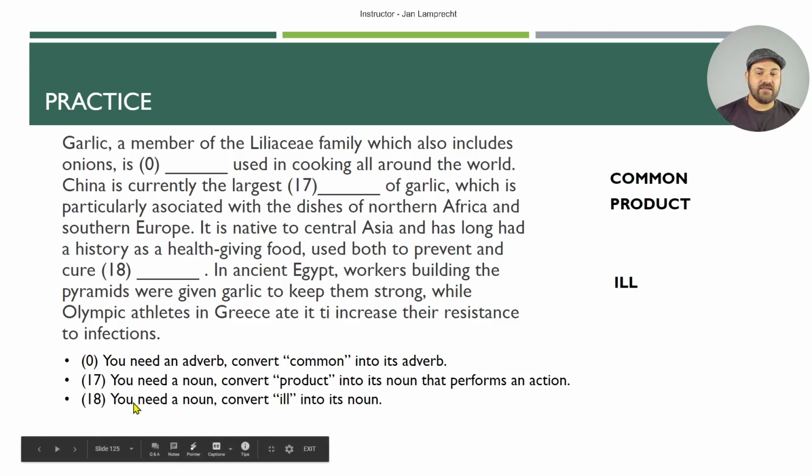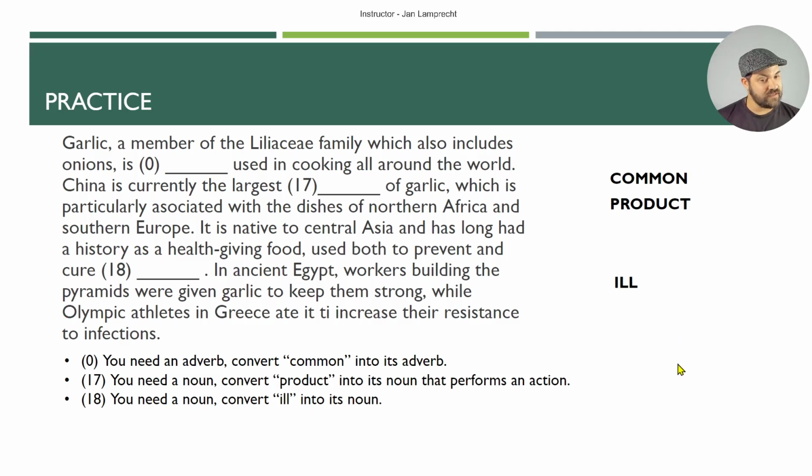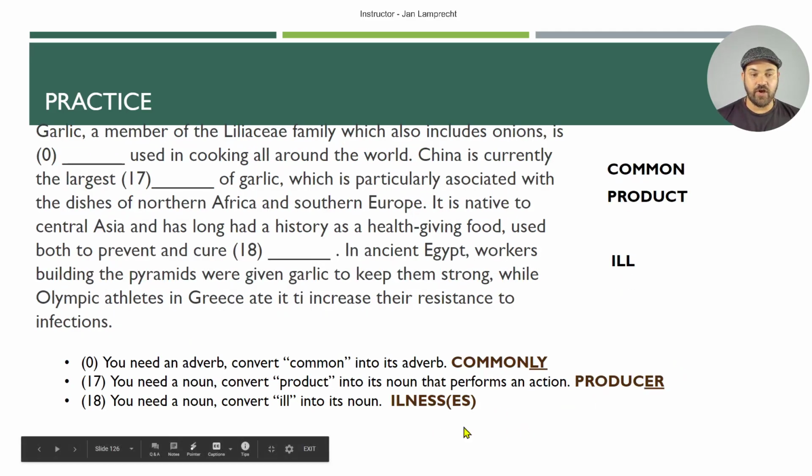For 18, you need a noun. You need to convert ill into its noun. Moving on, let's look at the answers. Here you go. Commonly, adverb. Product into its noun that performs an action, producer. And you need a noun, convert ill into its noun, illness or illnesses. It has its own noun, illness.